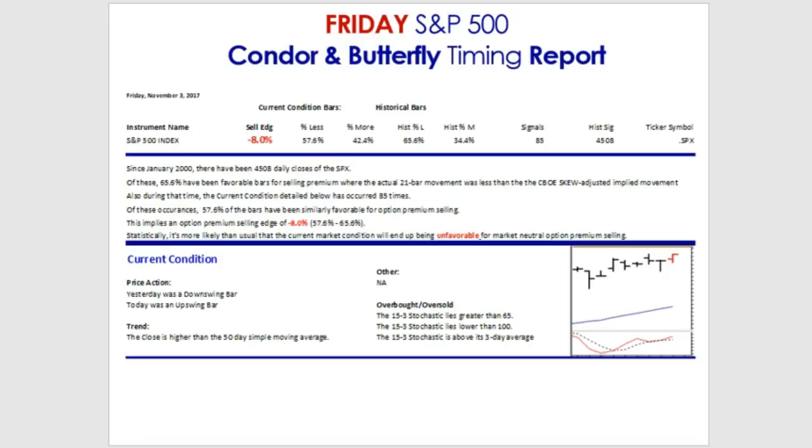All right, so does it mean that if you do a Condor Butterfly campaign that it's going to lose? No, it just means that it's more likely than normal that you will encounter some choppy waters, in terms of the market being more volatile than what is being implied by the option prices through the skew-adjusted VIX. So that's the Condor Butterfly Timing Report: a negative edge, fairly significant right now.